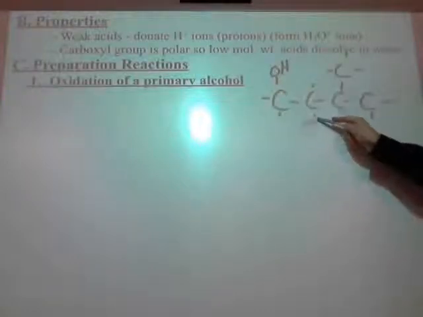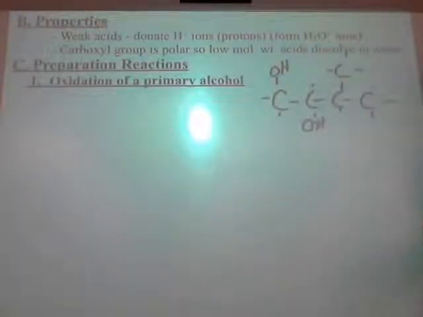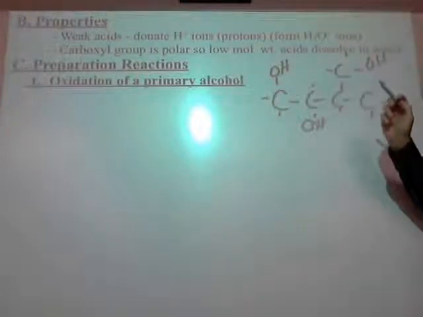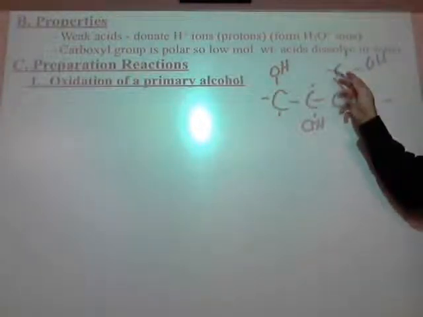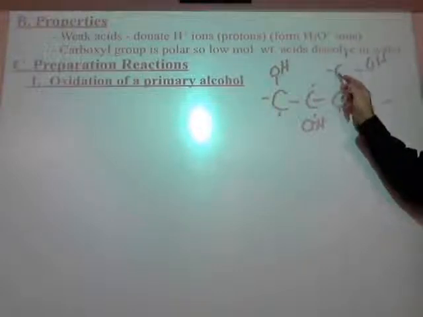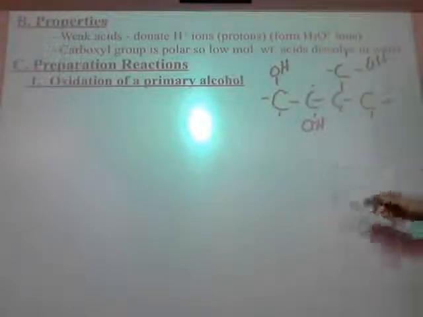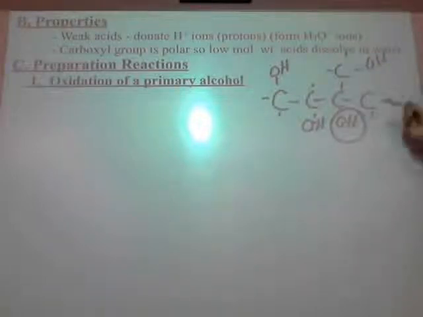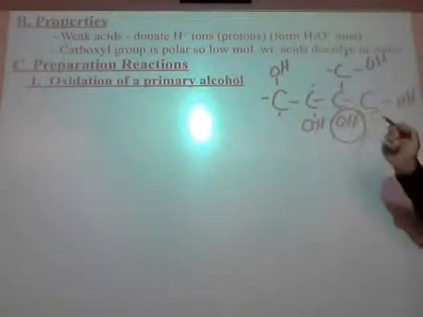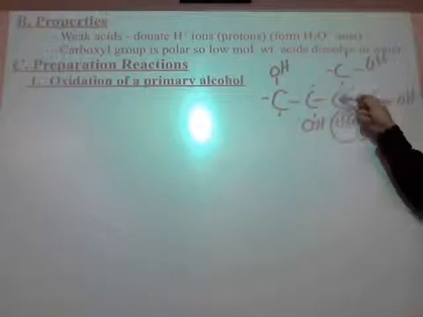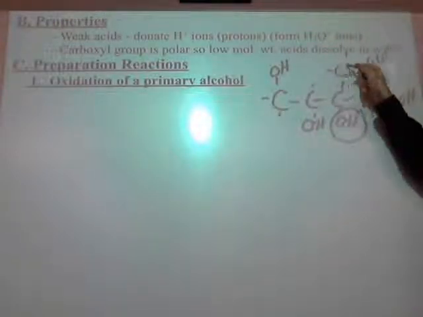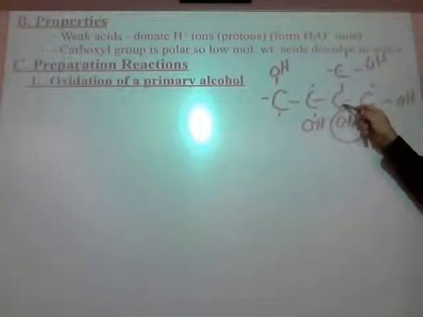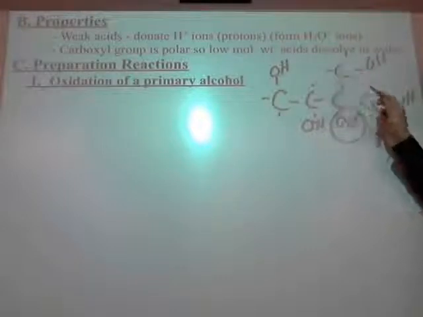What if the OH were on this guy? What would he be then? Secondary. What if it were on this one up here? Tertiary? No, he would not be tertiary. He would be primary, because this carbon's only bound to one other carbon. If it were bound to this one, it would be tertiary. This carbon has H's around, HH, OH, and then one other carbon. But this carbon's bound to three other carbons.